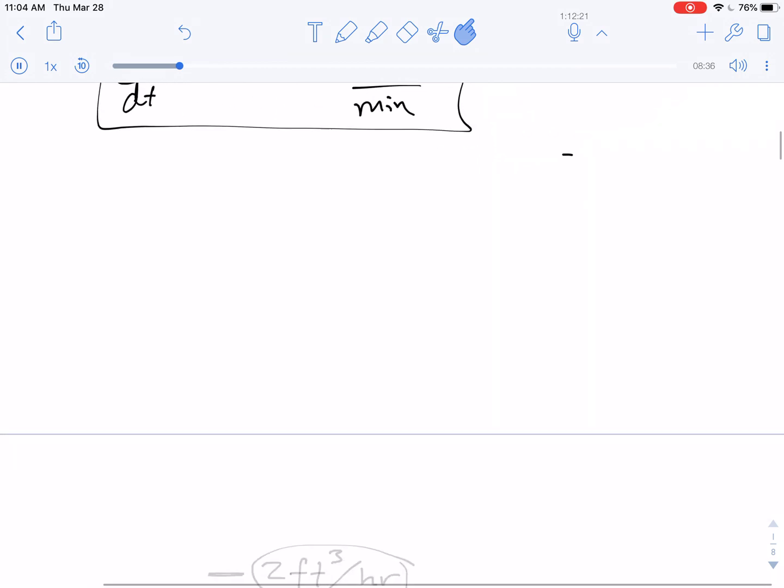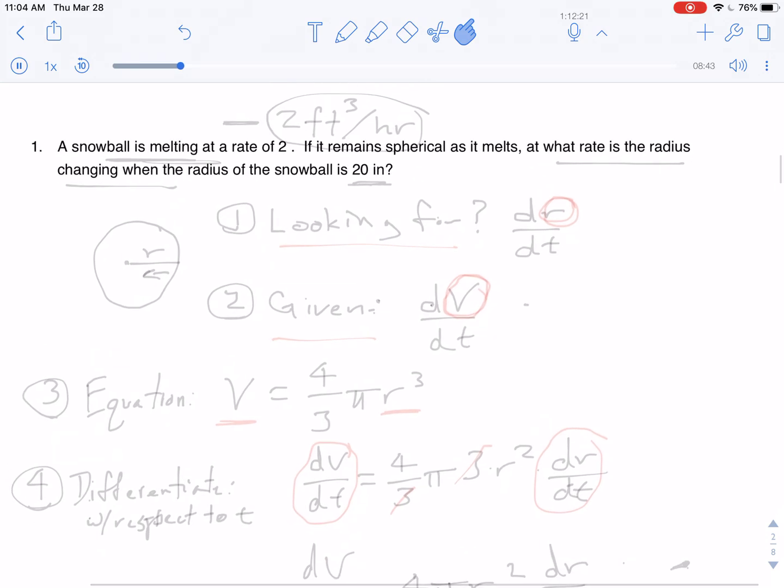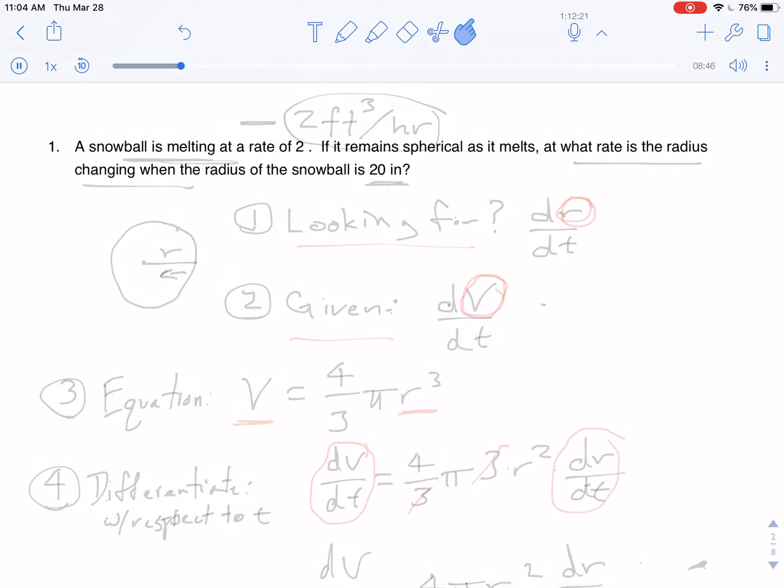So let's move on to some more, not so real world problems, but a set of problems that will help us figure out how to work related rates. Not so realistic, but we have a snowball melting at a rate of 2, whatever. If it remains spherical as it melts, at what rate is the radius changing when the radius of the snowball is 2 inches? I think something happened in my copying of stuff. I think this 2 is supposed to be 2 inches cubed per minute. I forget if it's per minute or per second, but something happened in copying my Word document over.